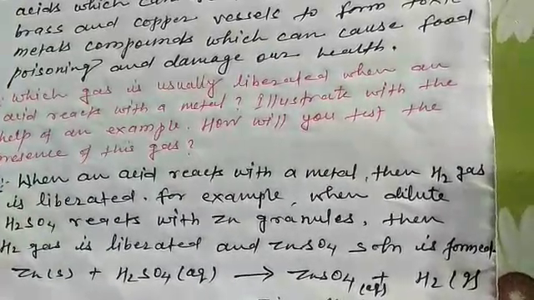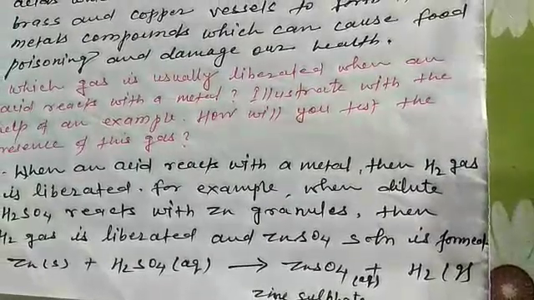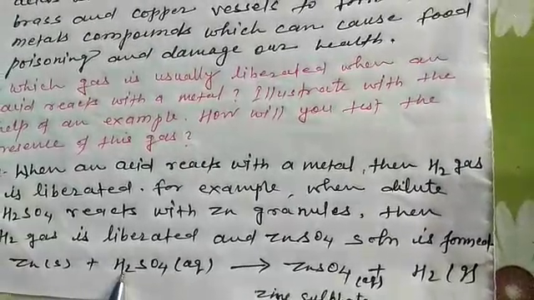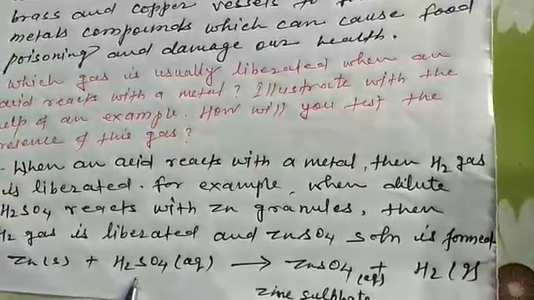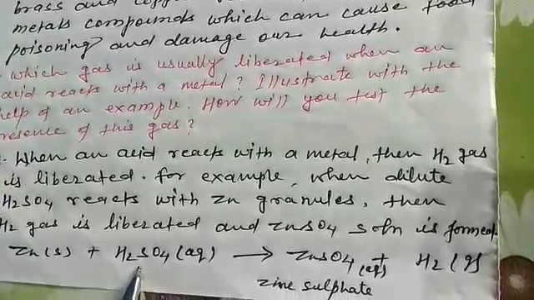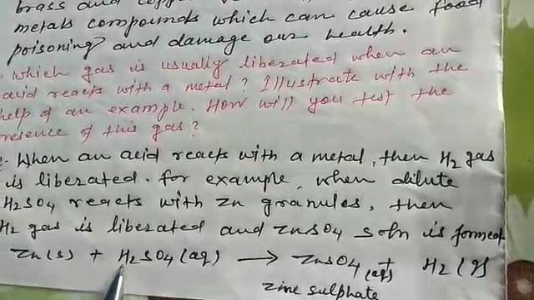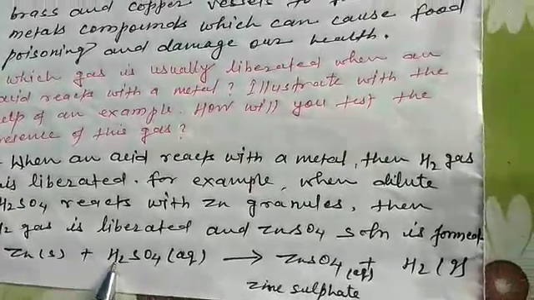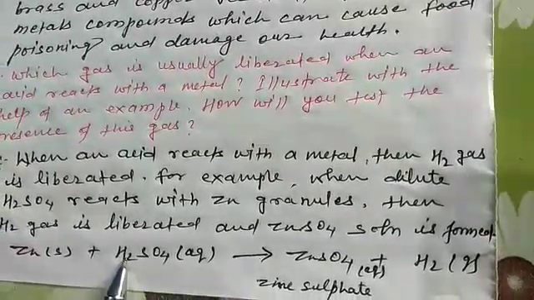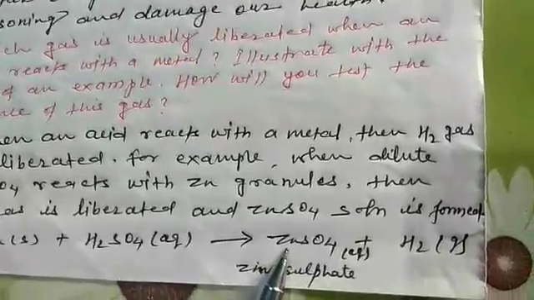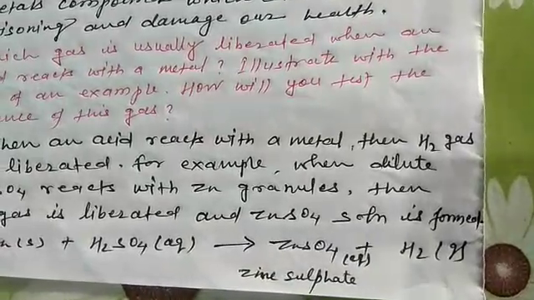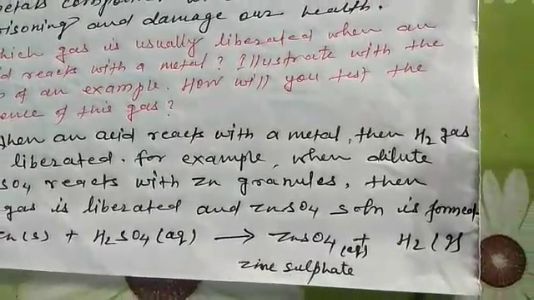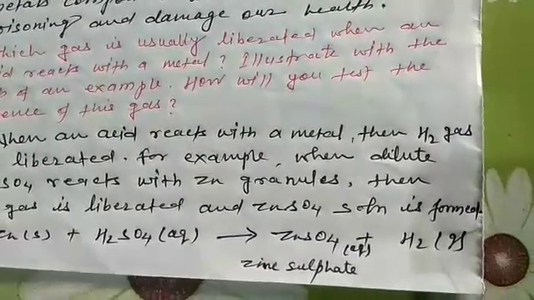Student, you know zinc is more reactive than hydrogen. When you put zinc metal in aqueous sulfuric acid, then zinc displaces hydrogen from aqueous sulfuric acid and it forms zinc sulfate, and during this reaction hydrogen gas is released.